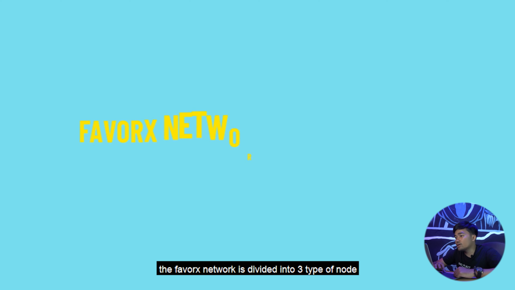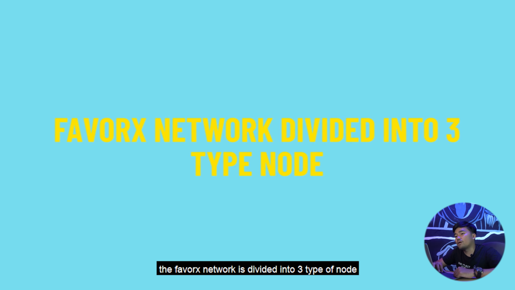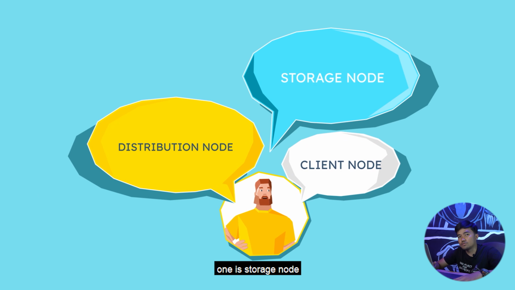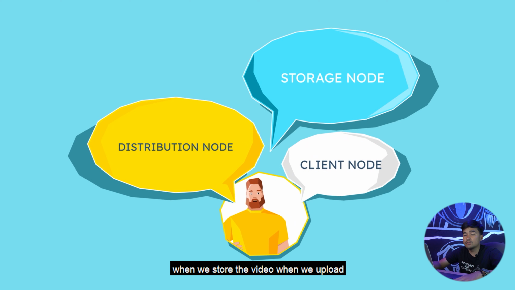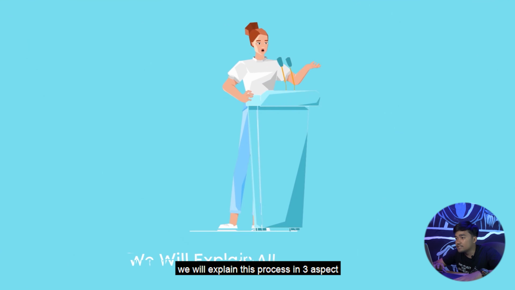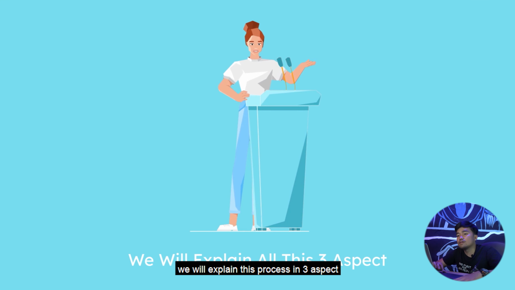The FavorX network is divided into three types of nodes according to the application type. One is storage nodes, where we store the video when we upload. The second is distribution nodes, and the last is client nodes. We will explain this process from three aspects: storage, playback, and distribution.